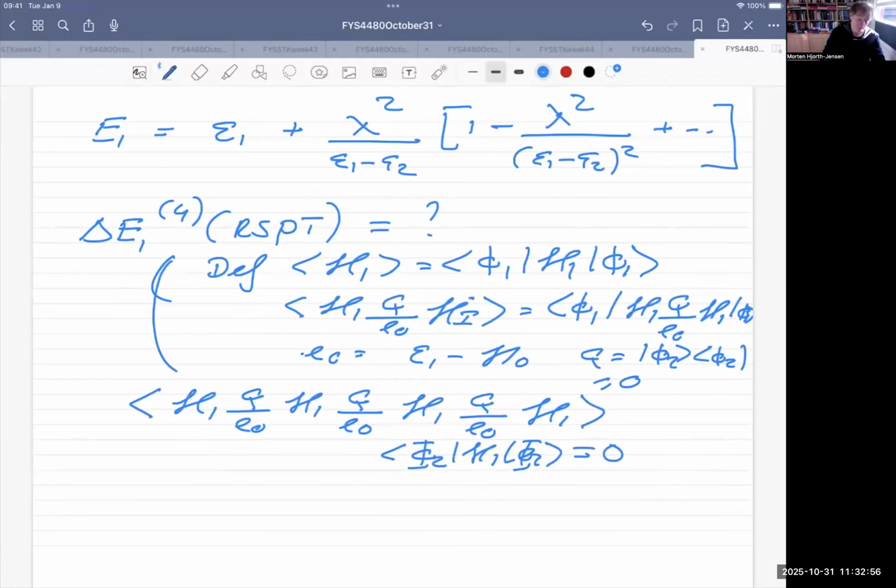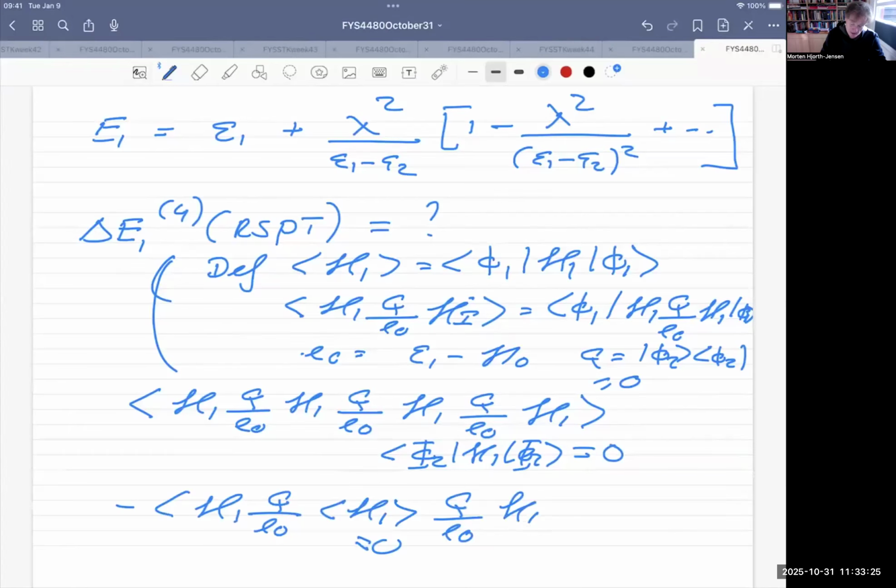Then I have a next term, because now I'm rewriting this term delta E order by order. So we'll have a term which comes like minus h_I, q of E0. There's going to be an expectation value of h_I. So this h_I contains the overlap from phi 1 to phi 1. So this one is actually equal to 0. So the next term as well is 0. And then I have an h_I multiplied with q, E0 multiplied with h_I. So this term becomes 0.